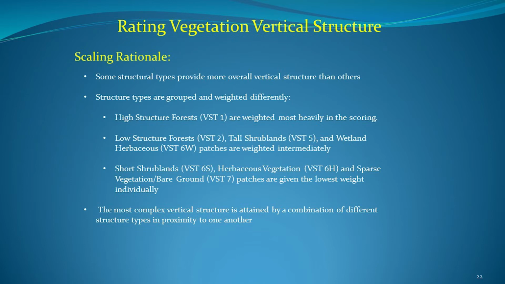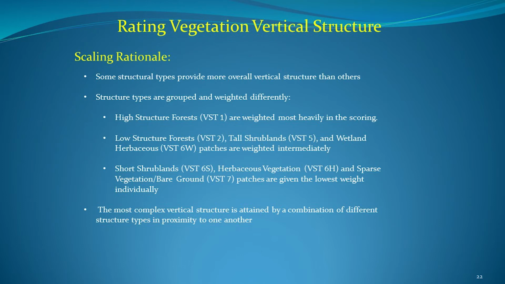Then low structure forest, tall shrublands, and wetland herbaceous are intermediate because they're all important different types of riparian, but they're a little bit more limited in the amount of structure they provide individually. And finally, the short shrublands, which often indicate some drying, and the herbaceous vegetation that's not wetland, can be any kinds of thing, and bare ground are given the lowest ratings in the ratings table. So that the whole ratings table is built on complexity and quality.